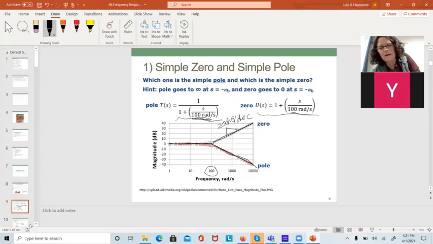And a decade is an increase by a factor of 10 in frequency. So going from 100 to 1,000 is a decade. And you can see that in that amount of frequency, it's gone up by 20 dB. Another factor of 10 gives me another 20 dB. Okay.